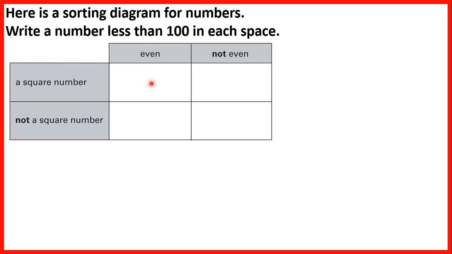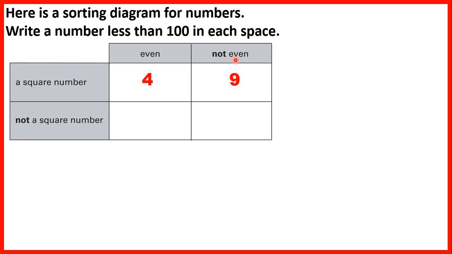So for this box here, we need a square number that is also even. So we could have 4 here, because 2 times 2 is 4, so it's a square number, and it's an even number. But there are lots of other possibilities as well, as there are for all of our boxes. Now here, we need a square number that is not even. So we could write 9 here, because 3 times 3 is 9, so it's a square number, but it's not an even number.